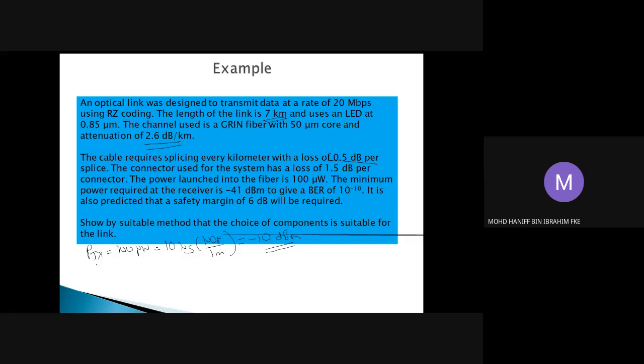The receive power is equal to -41 dBm as given in the question. So that should be the information given. Basically, the difference between the transmit power and receive power, if I write it here for you, is the power transmitted minus the power received.